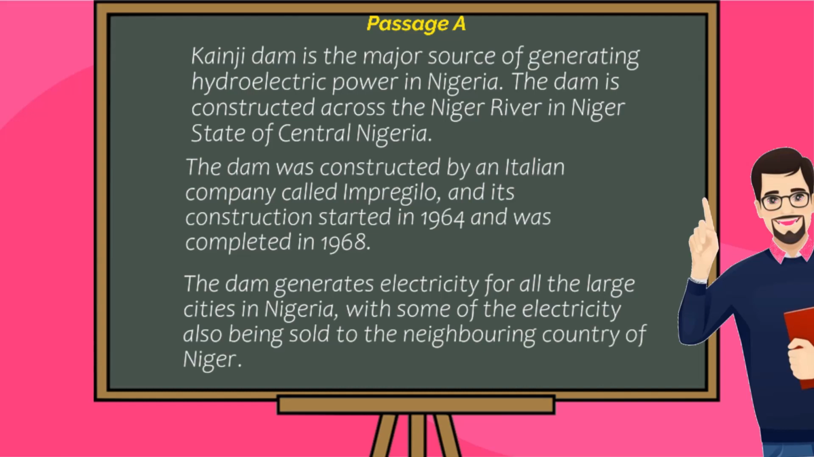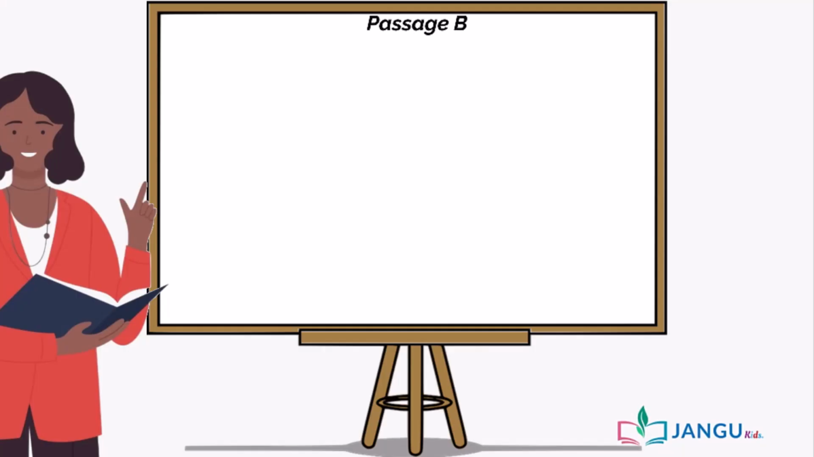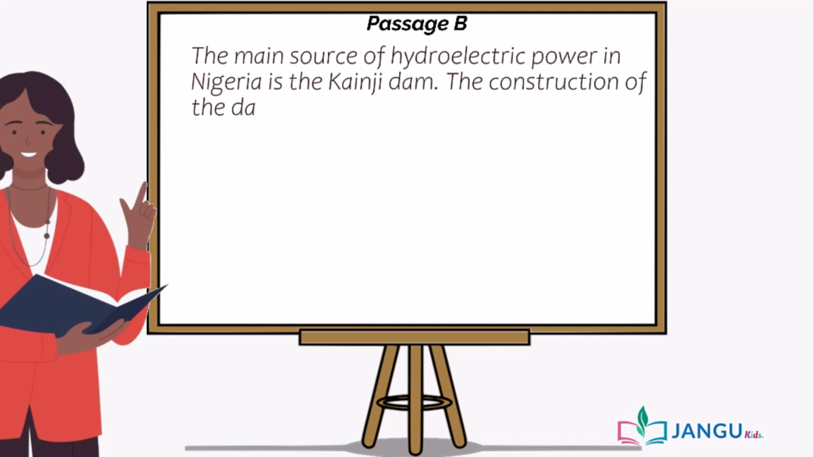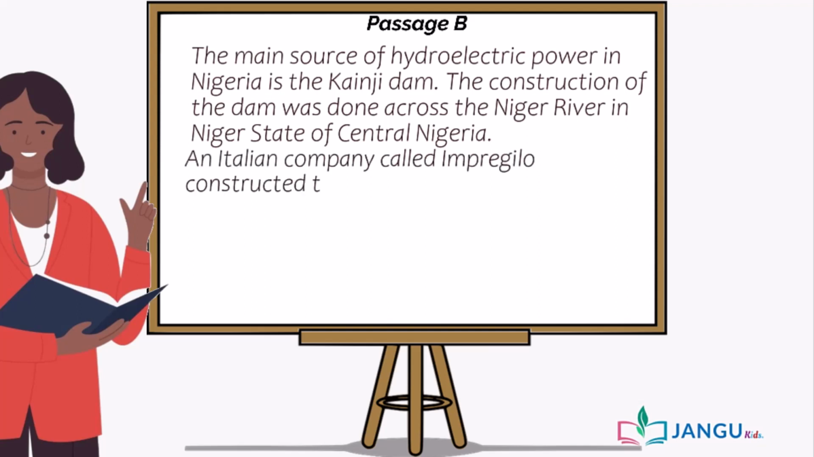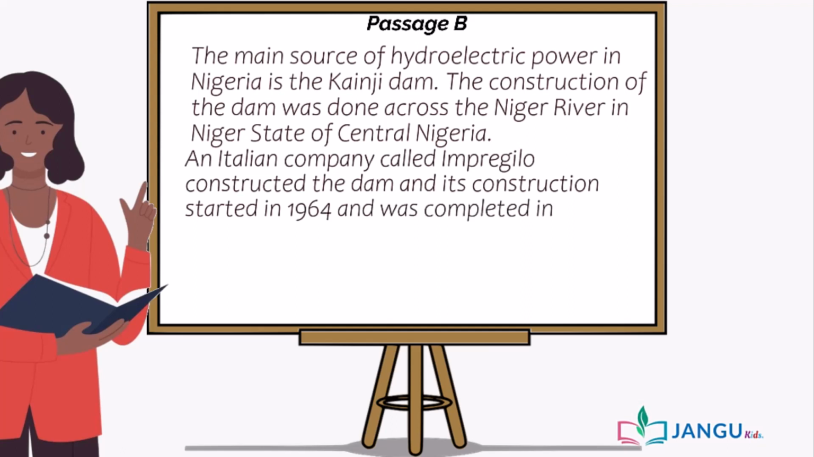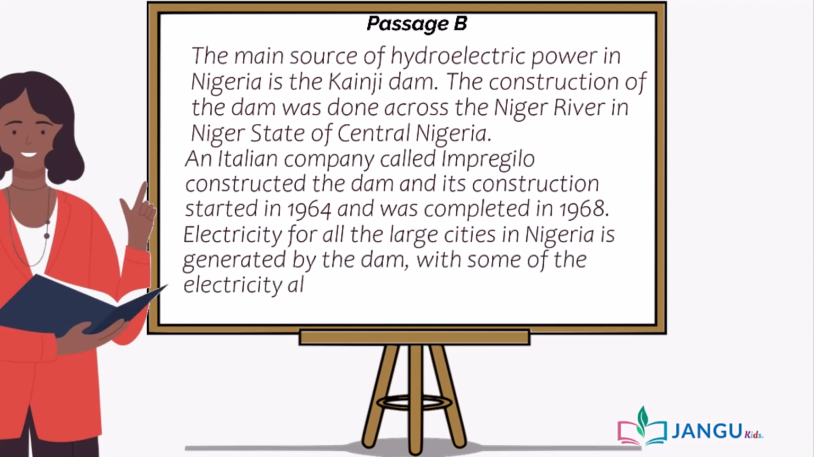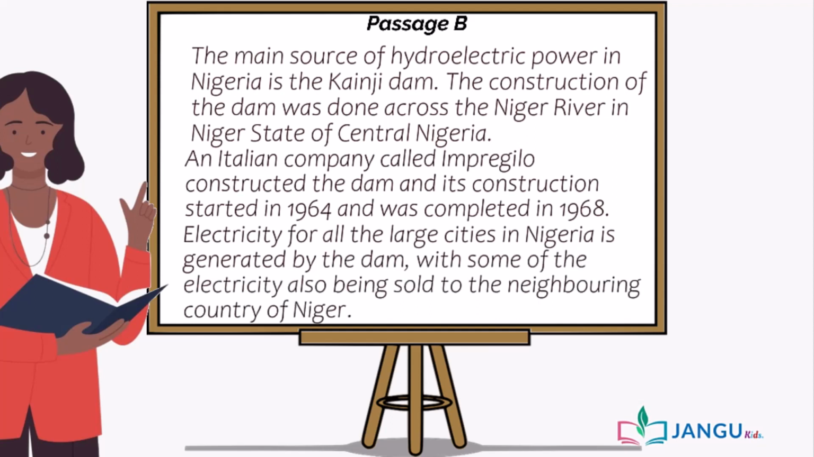Passage B. The main source of hydroelectric power in Nigeria is in the Kanji Dam. The construction of the dam was done across the river Niger in Niger State of central Nigeria. An Italian company called Impregilo constructed the dam, and its construction started in 1964 and was completed in 1968. Electricity for all the large cities in Nigeria is generated by the dam, with some of the electricity also being sold to neighboring country of Niger.